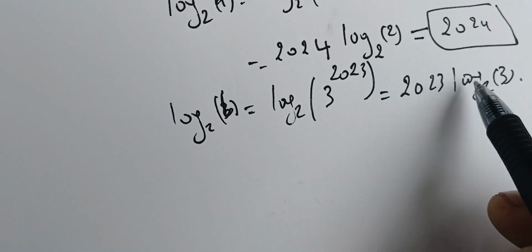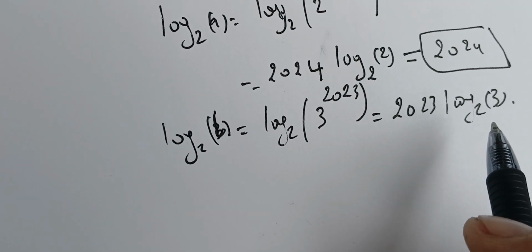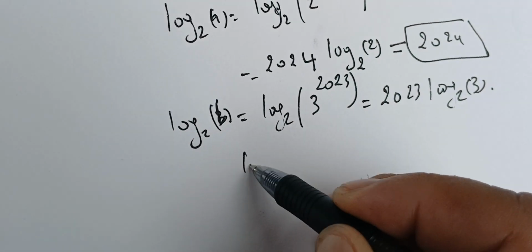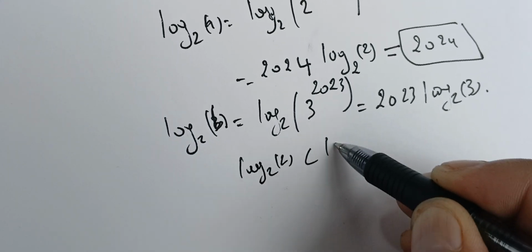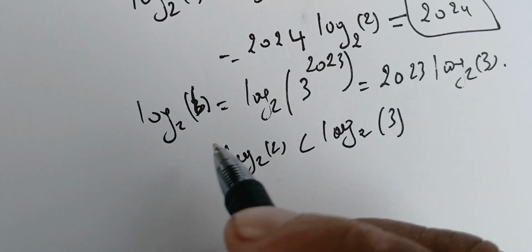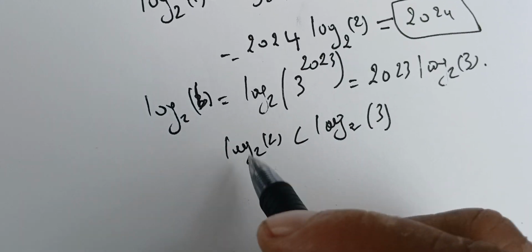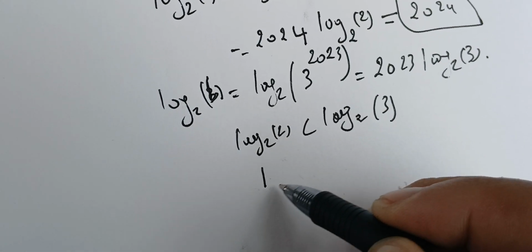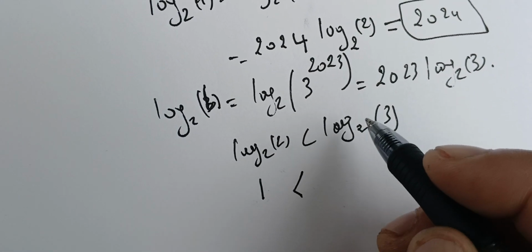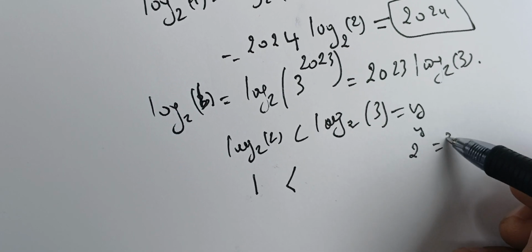Okay, so one key idea is that we know that the log is an increasing function, and we have the log base 2 of 2 is less than the log base 2 of 3. But how big it is, we can't determine. One key idea is that we can compute these ones. We know this is 1. But what about this one here? If we assume that this one is some y, so we have to solve 2 to the power y is 3.